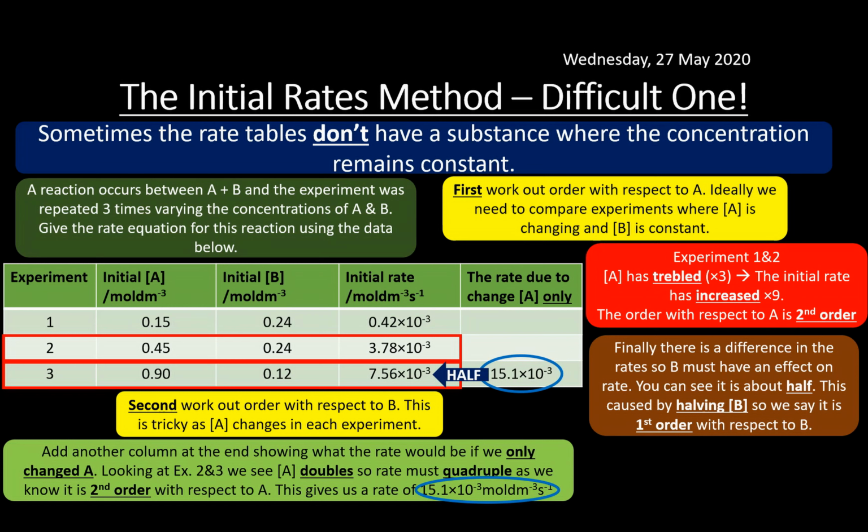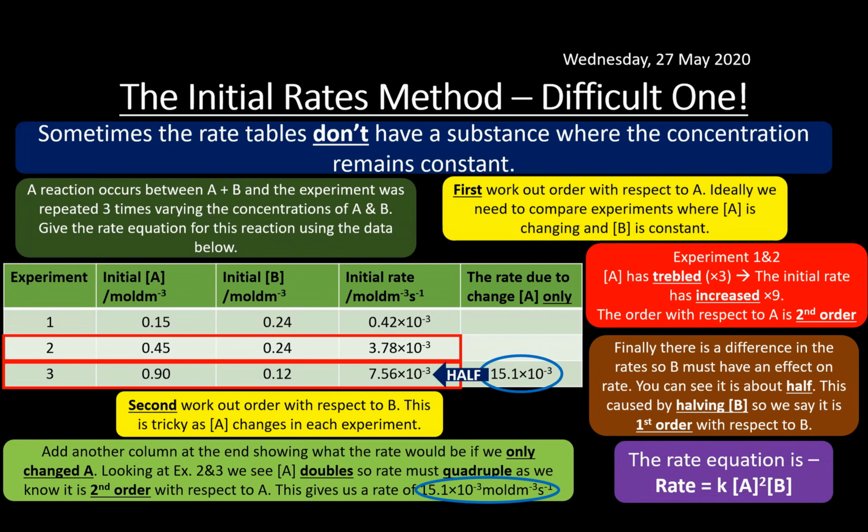So the final thing we need to do is write our rate equation, and our rate equation is going to be rate equals k[A]^2[B]. Okay, so that's how you'd use the initial rates method, which we talked about. Just to summarise, because we've covered a lot of stuff there, okay?